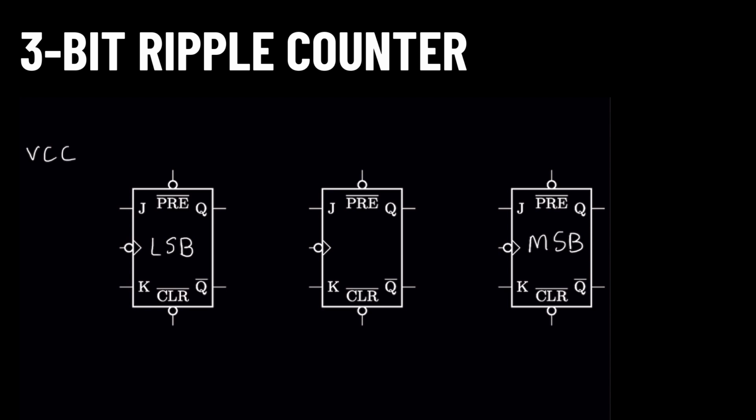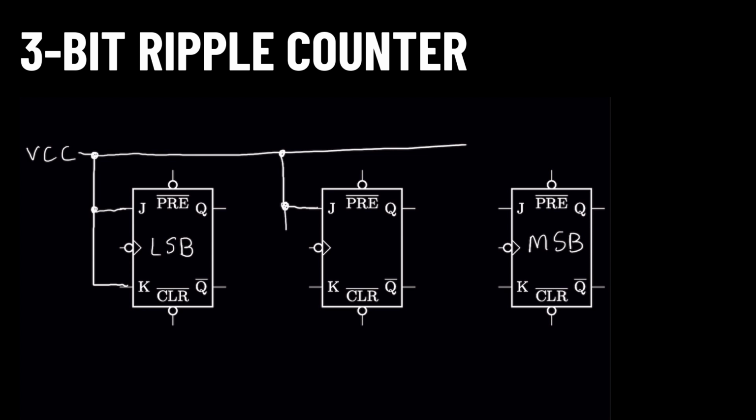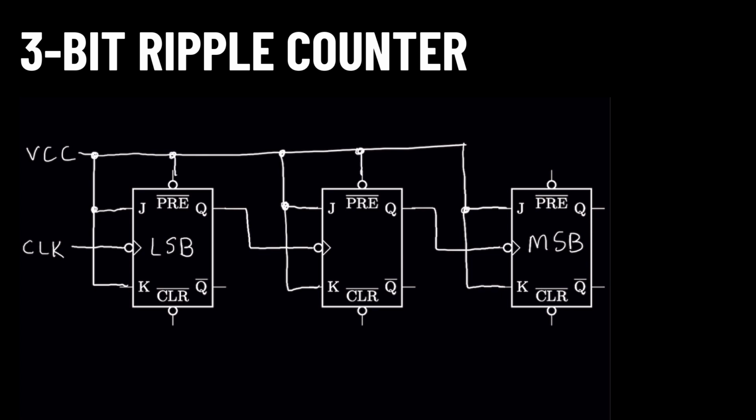Let's start by designing a 3-bit ripple counter that counts up. Let's do this with JK flip-flops. Connect all of the inputs so that they toggle. Then ripple the clocks. The LSB gets the direct connection to the clock signal. Then the LSB output goes to the next flip-flop clock. Then that output goes to the MSB flip-flop clock.